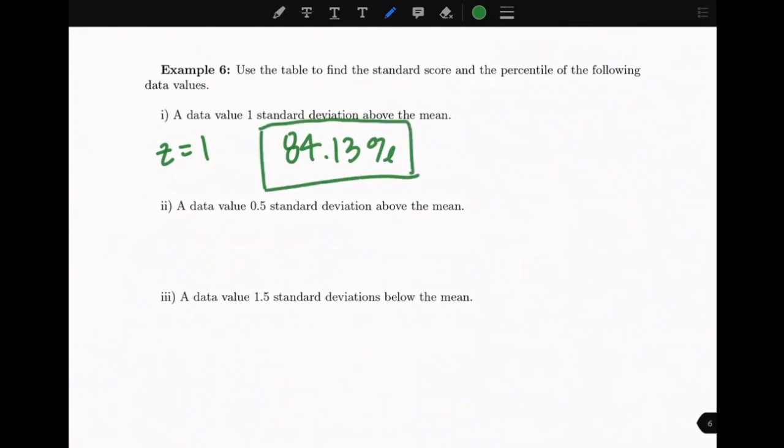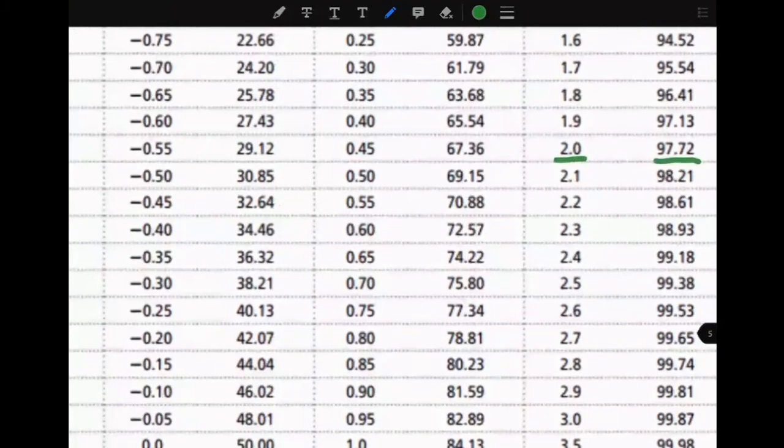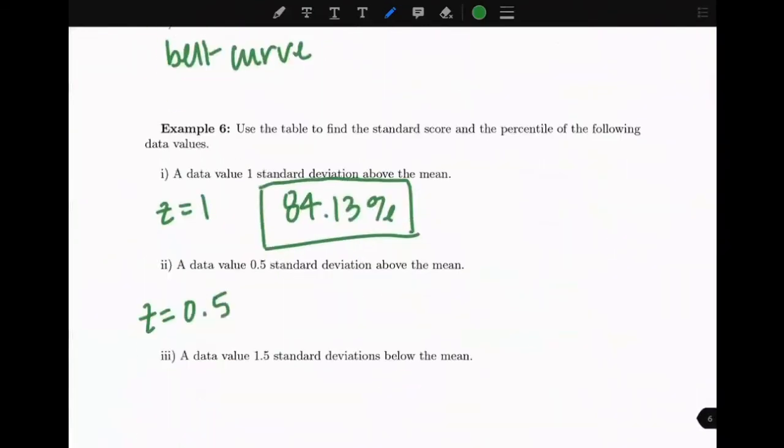Next, a data value 0.5 standard deviations above the mean. Okay, 0.5. So we scroll back up to our handy dandy table. We see that 0.5 corresponds to 69.15. So 69.15 percentile.